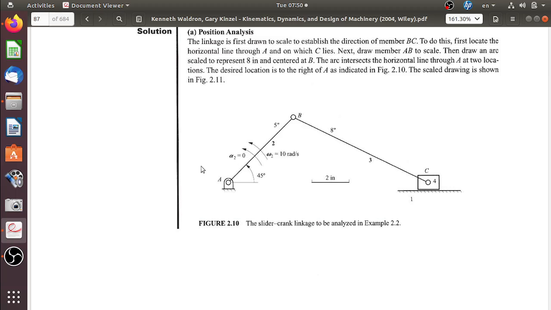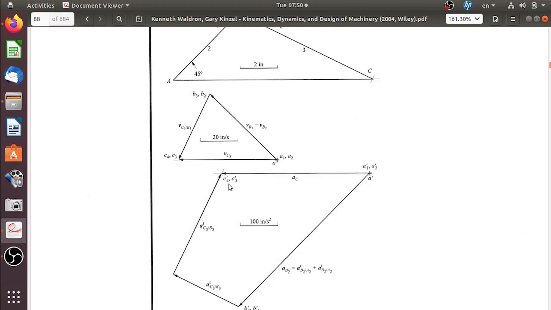So what is the acceleration of point A? Point A is fixed with the ground, so the acceleration is 0. All the accelerations we are identifying are from the ground frame. So the acceleration of point A is 0, and therefore I have denoted that point as A prime 1, also A prime 2, to denote it belongs to both link 1 and link 2.